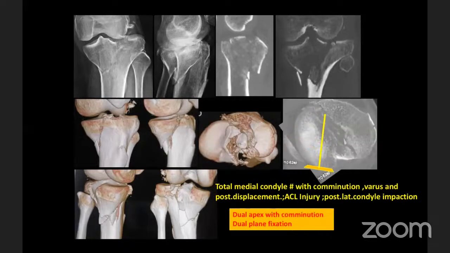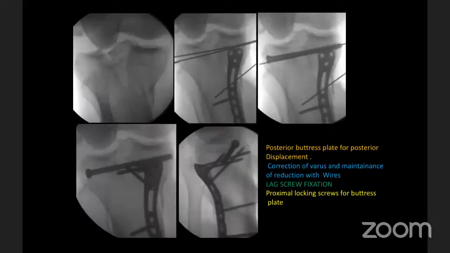Again, same plan. First the posterior buttress screw, then the intercondylar screw, then the rest of the screws. So here I have this gap. You can see the gap. Then reduced.